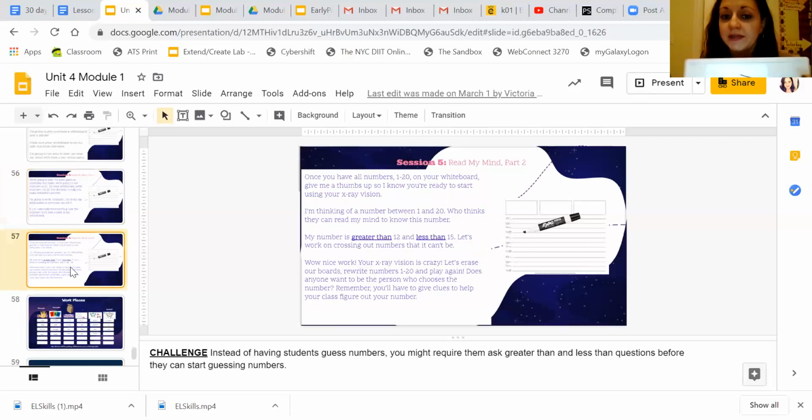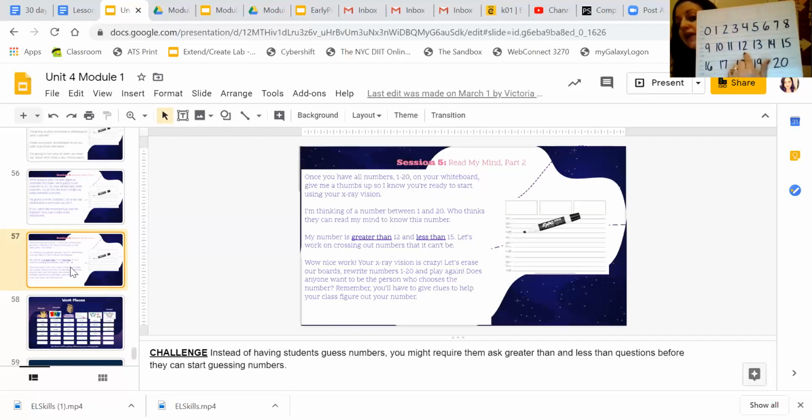Okay, so ready? Here we go. First clue that you have is my number is greater than 12. So it's greater than 12 and it's less than 15. Okay, so remember, here's my board and we're going to look at all the numbers that are greater than 12. So you're going to point to the number 12 right here, just like I did. And you're going to look at all the numbers greater than 12. So all the numbers bigger than 12. So 13, 14, 15, all these numbers are greater than 12, okay? So we're going to keep those.